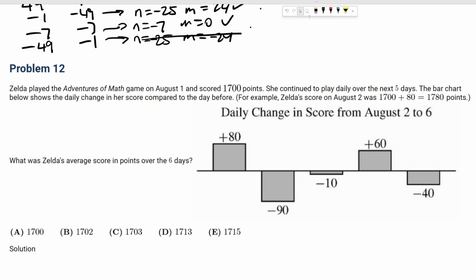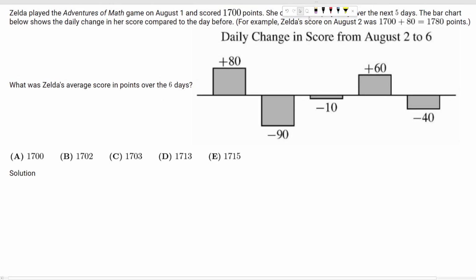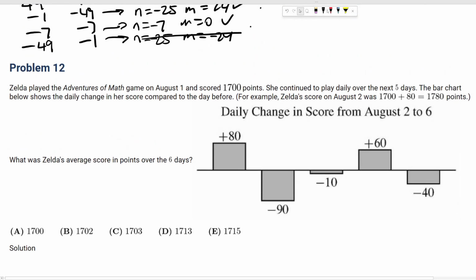So the key thing about this problem is that these are not the daily changes in score. These are daily changes in score compared to the last day. So that means that on August the 2nd, we are currently at 80 points above August 1st. Minus 90 means we are at minus 90 compared to August 2nd. So that means that we're a net of minus 10 compared to August 1st. If we minus another 10, that means we're at minus 20 compared to August 1st. And now we're at plus 40 compared to August 1st. And now we're at 0 compared to August 1st.